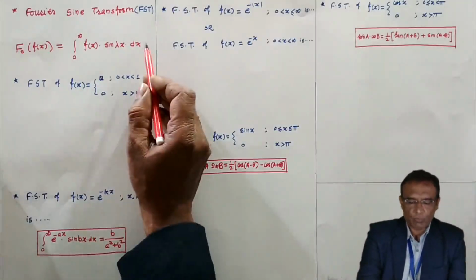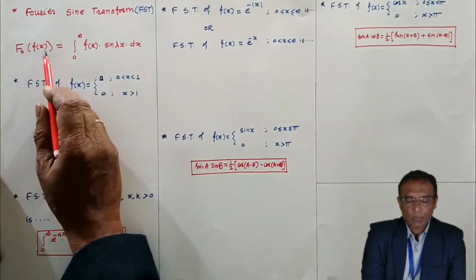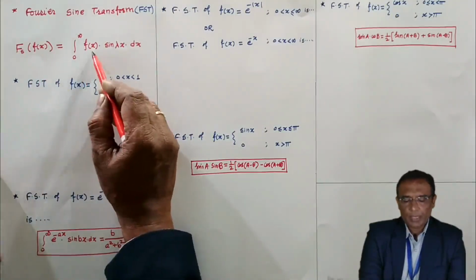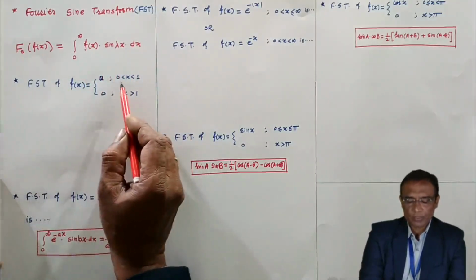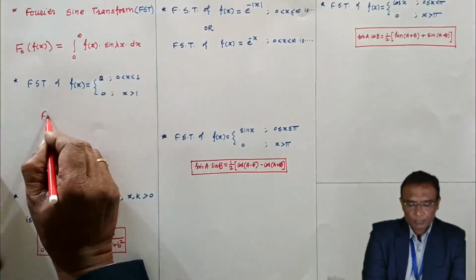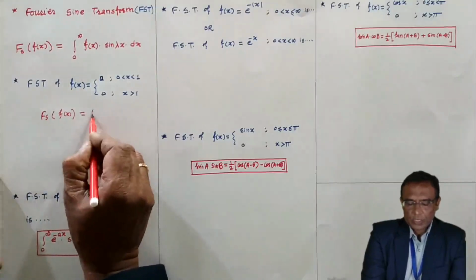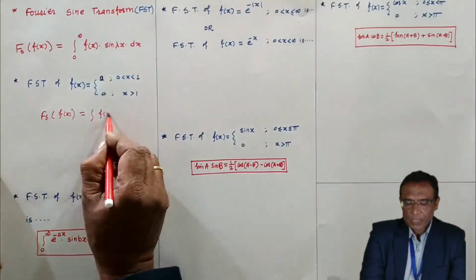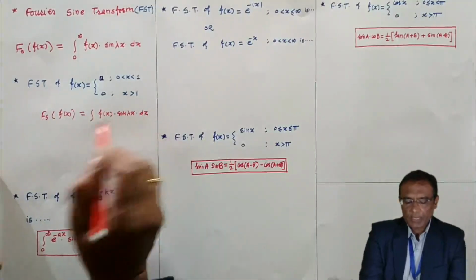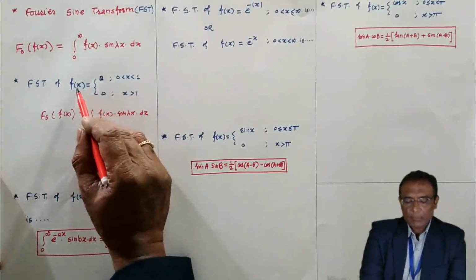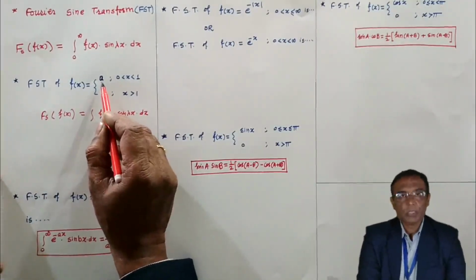Now the Fourier sine transform. The Fourier sine transform is different in this way. The Fourier sine transform of f(x) is the integral from 0 to infinity of f(x) sine lambda x dx. The Fourier sine transform of f(x) is what we want, written like this: integral 0 to infinity f(x) sine lambda x dx. I am writing directly. So here f(x) is non-zero, meaning a, for this range.